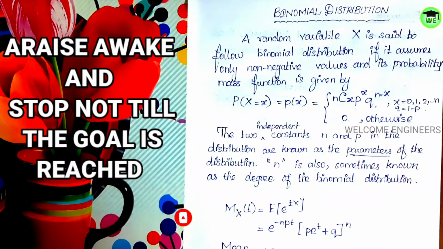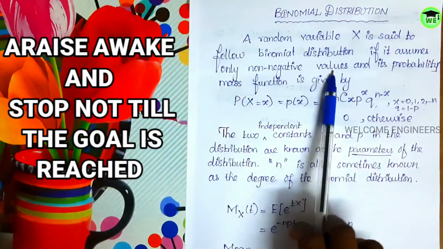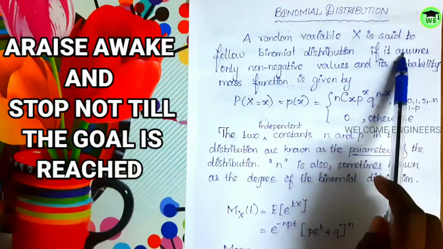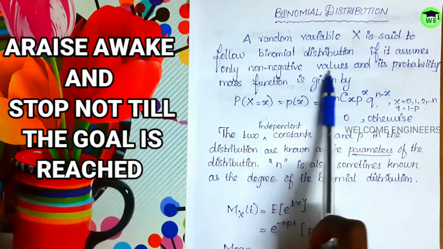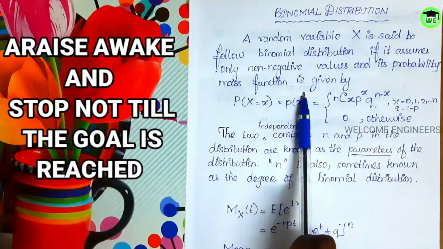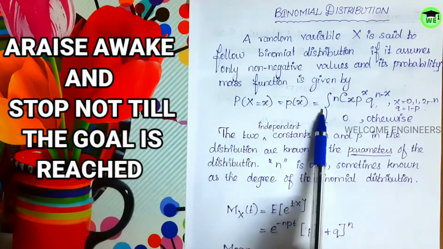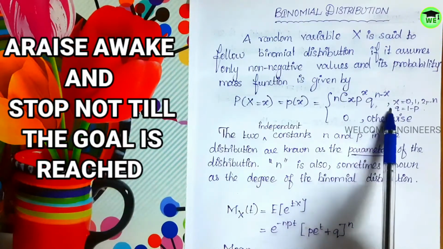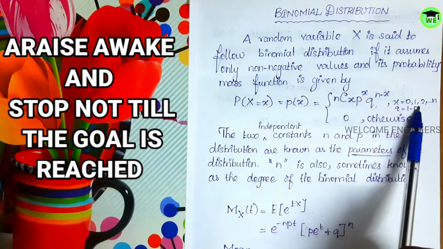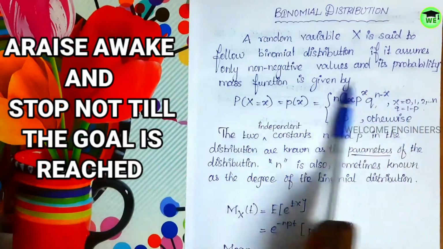Today we are going to discuss the binomial distribution introduction and the formulas in the binomial distribution. What is binomial distribution? A random variable x is said to follow binomial distribution if it assumes only non-negative values and its probability mass function is given by P(X = x) = p(x) = nCx p^x q^(n-x), x = 0, 1, 2, up to n, and 0 otherwise. So this is the formula for binomial distribution.